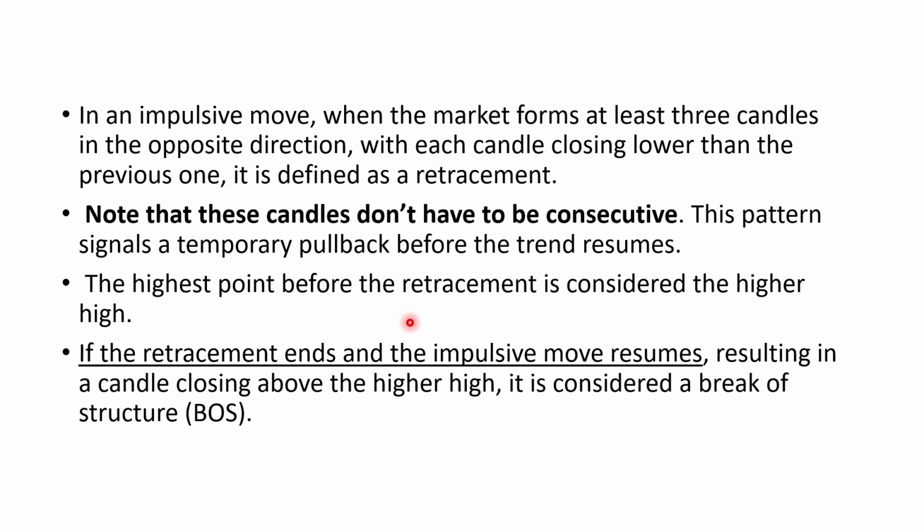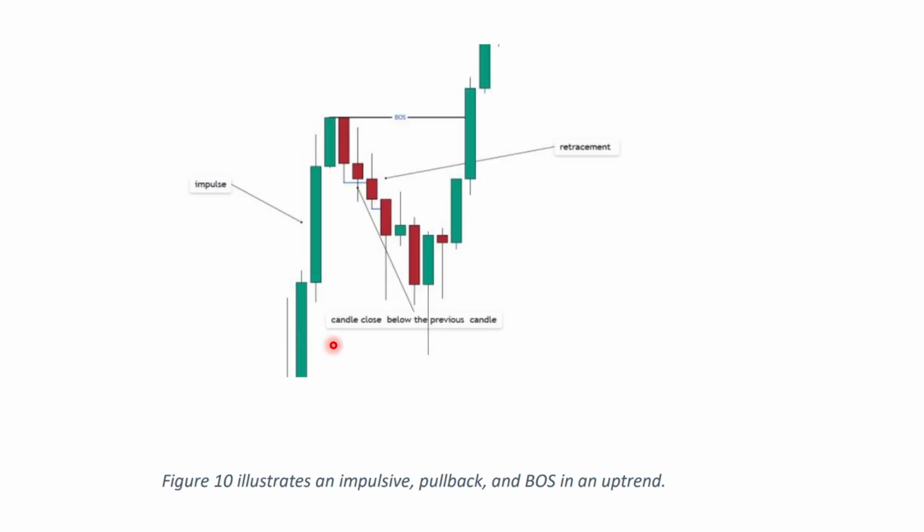The highest point before the retracement is considered the higher high. If the retracement ends and the impulsive move resumes, resulting in a candle closing above the higher high, it is considered a break of structure, known as the BOS.